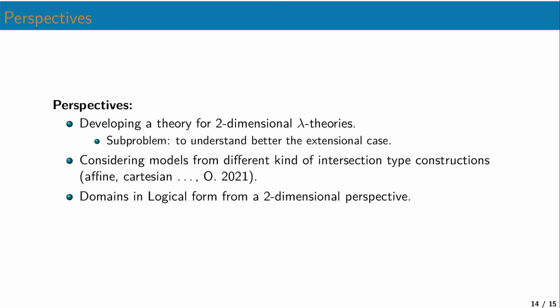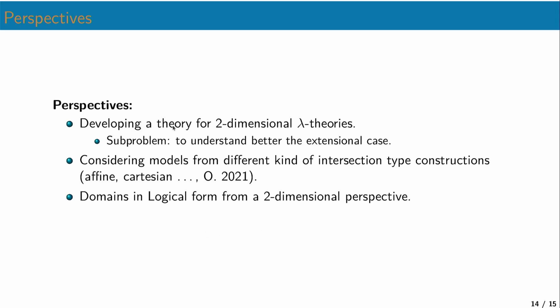Now, I will conclude by talking a little bit about future perspectives. The first one: we studied a particular case of this notion of two-dimensional lambda theory. It would be nice to have a general categorical theory of these two-dimensional lambda theories, since you can have different notions of theories, like non-extensional, extensional, or whatever you want, depending on a choice of interesting structural isomorphisms.